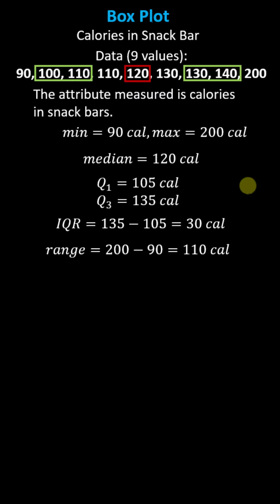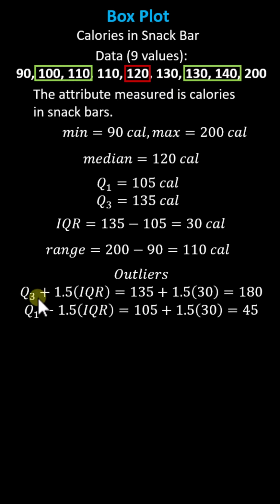One common way to identify outliers is to determine Q3 plus 1.5 times the interquartile range and Q1 minus 1.5 times the interquartile range. Q3 plus 1.5 times the interquartile range is 180. Any value above this is an outlier. This indicates 200 is an outlier. And then Q1 minus 1.5 times the interquartile range is 45. There are no values below 45. 200 is the only outlier.